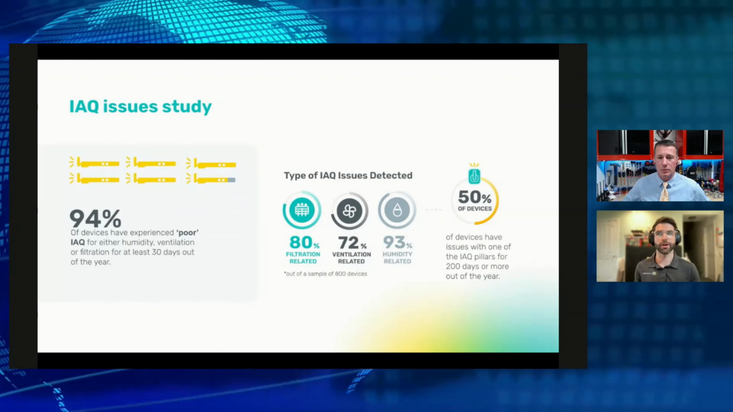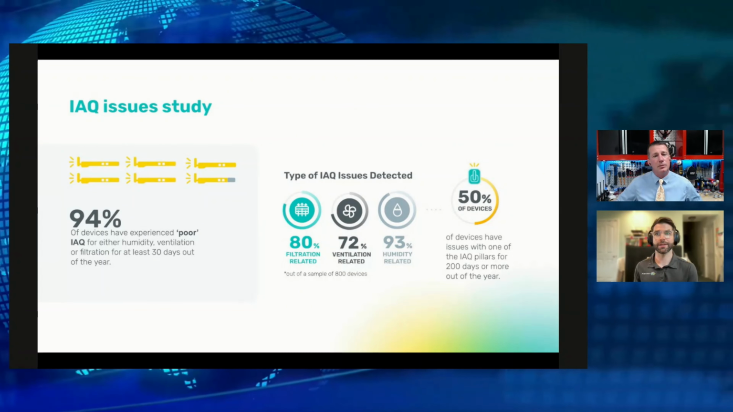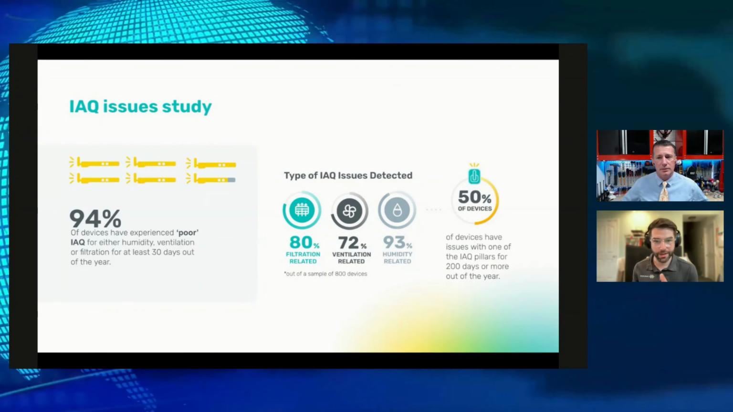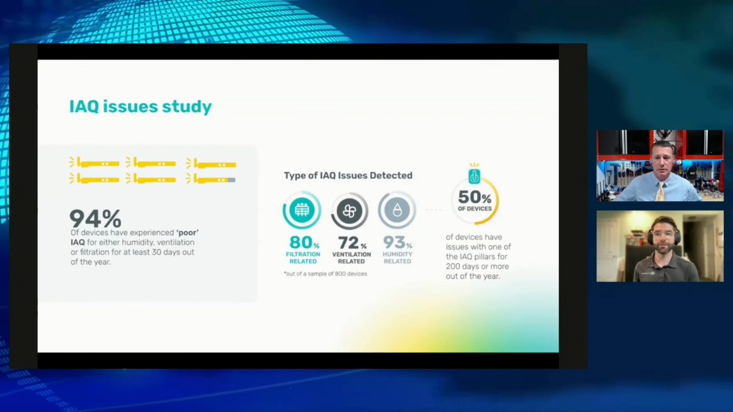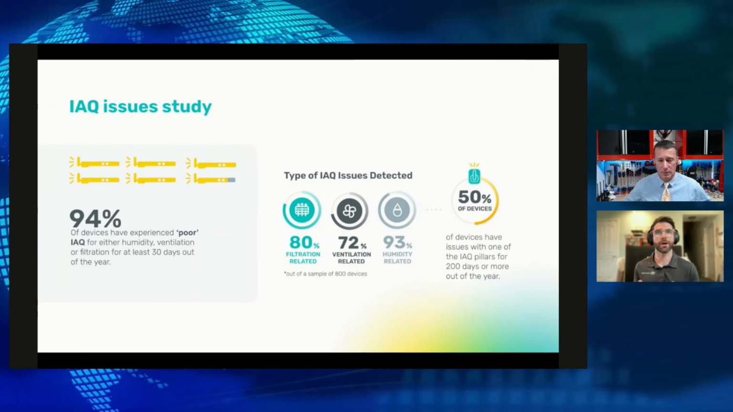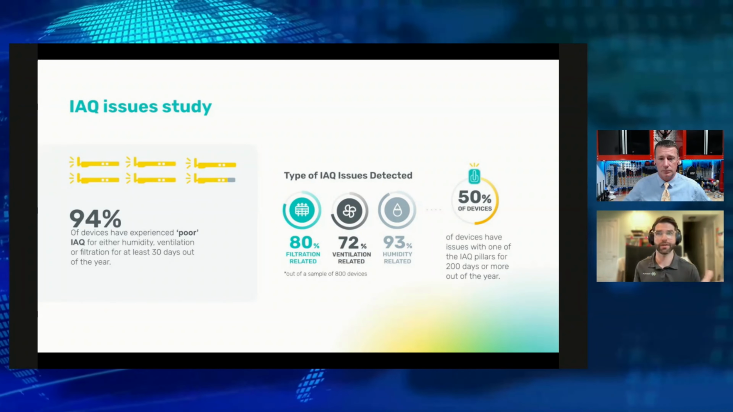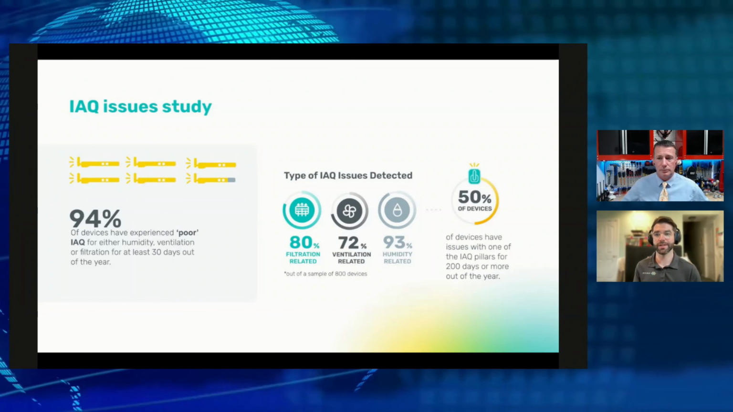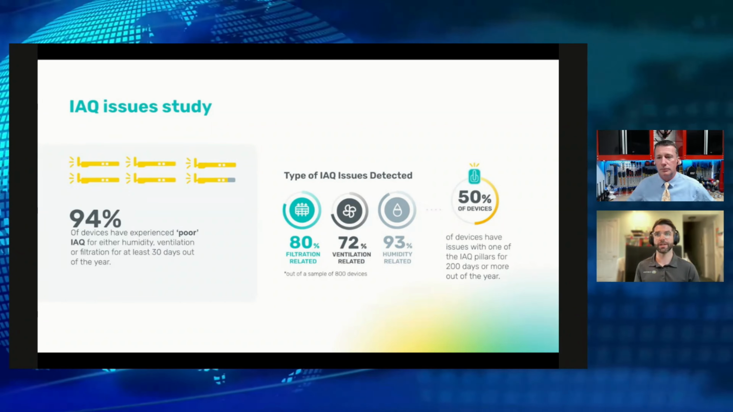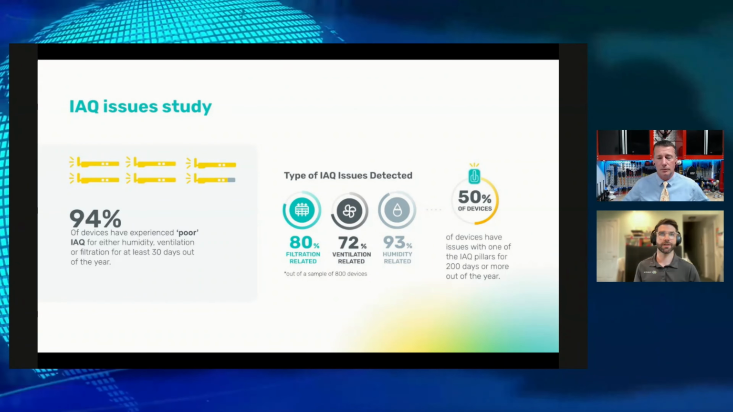We did this study on our own devices, and we looked at many hundreds of devices. I think it was 800 devices. These are sensors, monitors looking at indoor air quality in homes across North America, so every climate zone. And what we saw is that 94% of devices had experienced poor indoor air quality in one of these pillars for at least 30 days out of the year.